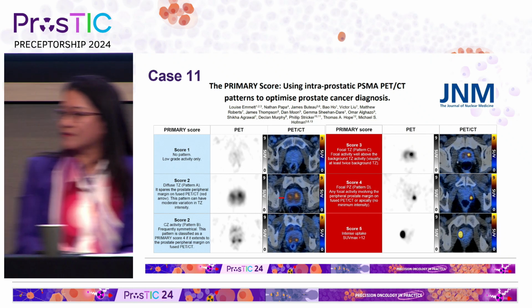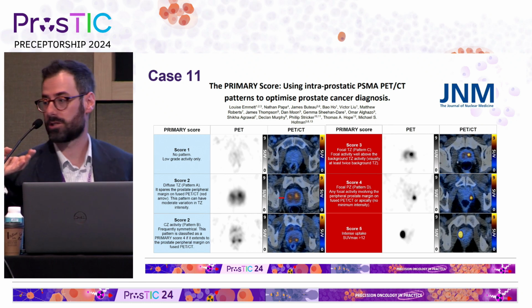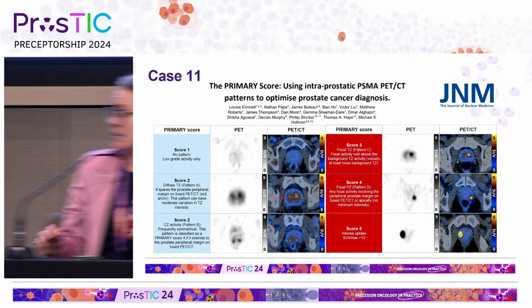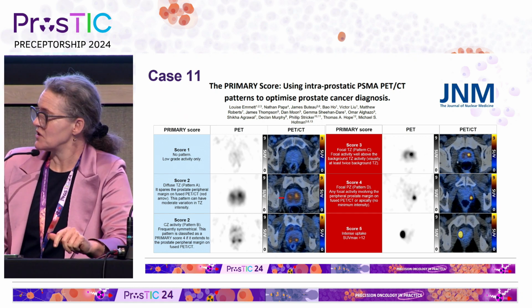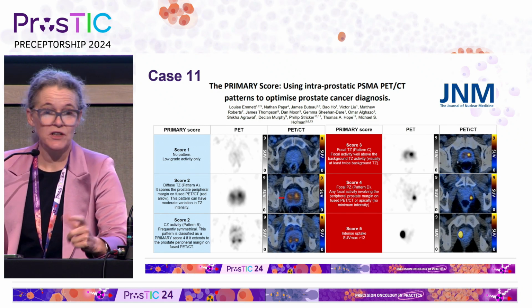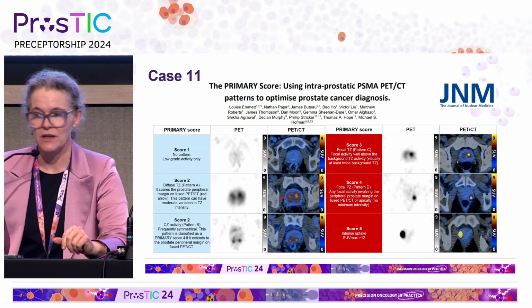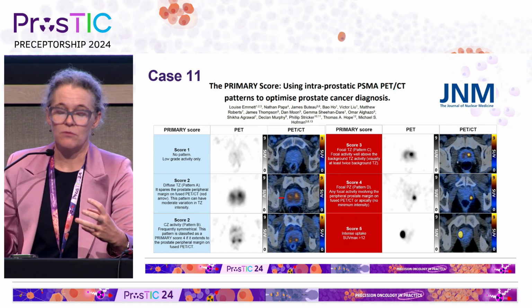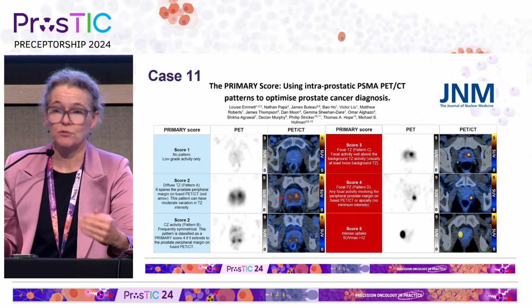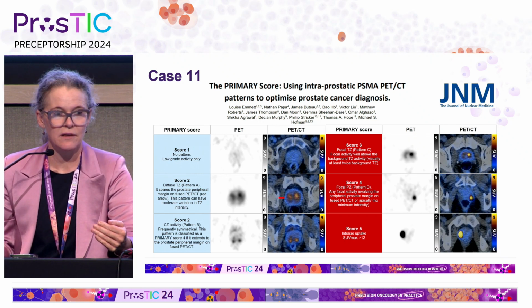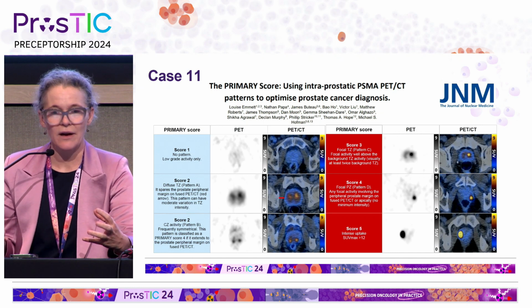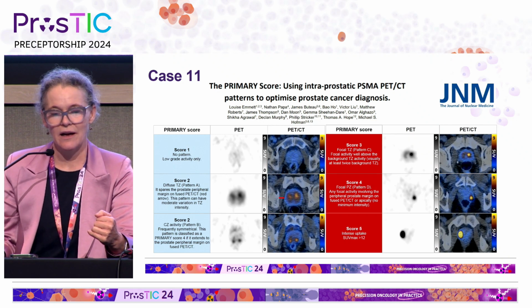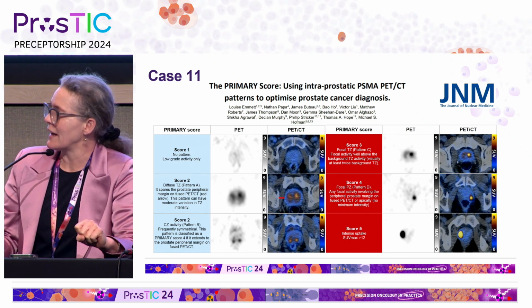Then SUV max greater than 12, score 5, we know there's 100% chance of cancer. But I actually just want to say the reason the PRIMARY score developed is because we're trying to game the system, cheat really, and it's important to be able to cheat when you're a doctor. If you look where most of the cancers arise, more than 70% of them arise in the peripheral zone. Only 20% of cancers arise in the transition zone, but most of the benign activity we see is actually in the transition zone. So it's very helpful to know that. And so we're really gaming the system.